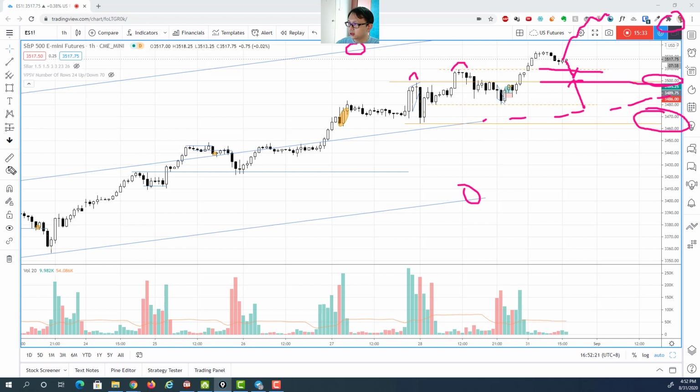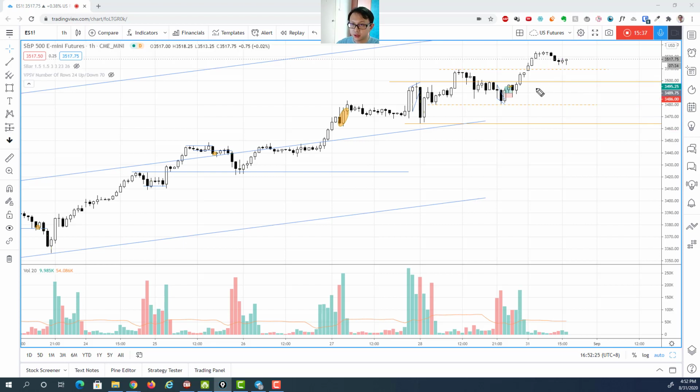So definitely still in a long trend, the uptrend, with the bias to go up. So we're looking for the long entry. So 3,500 to maybe 3,410 will be the levels that I will be watching closely. And yeah, I think these are the levels.